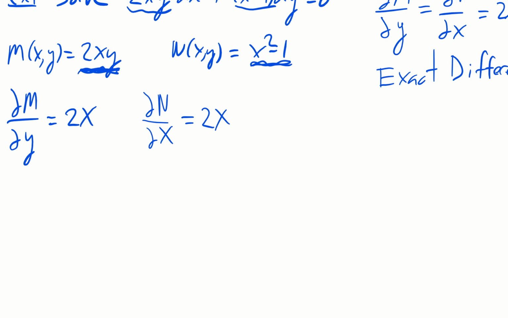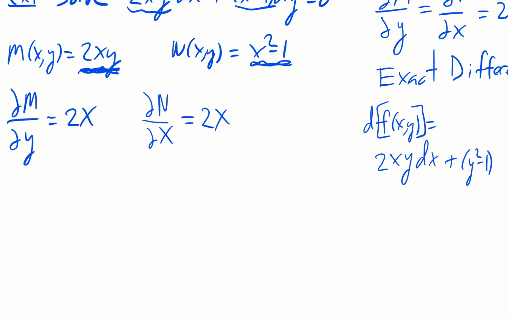So in this case, there is some function f of x comma y, this is exactly what this means, such that its differential is equal to 2xy dx plus x squared minus 1 dy. And we know that the form of a differential looks like this.